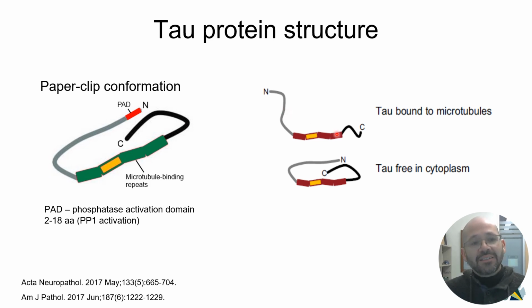So the transition from these biological structures to pathological forms is under study, as is the role of post-translational modification in the transition of this paperclip to a more open structure, and how the tau proteins come together. This is something that is heavily studied in the tauopathy field.